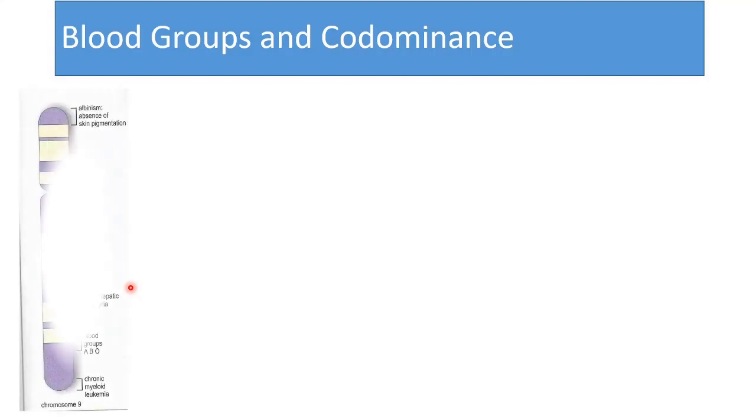Blood groups actually are determined on chromosome number 9. If you examine here, chromosome number 9 is like any other chromosome out of the 23 kinds of chromosomes in humans. It's divided into many partitions that we call genes, and each gene is specific to one and only one trait. For example, the first gene on chromosome 9 is responsible for albinism, which is the absence of skin pigmentation. Here on this location on chromosome number 9, we have a gene that is responsible for determining the blood groups in humans.